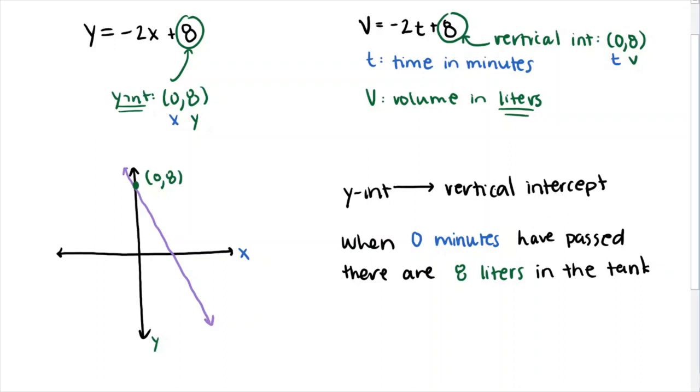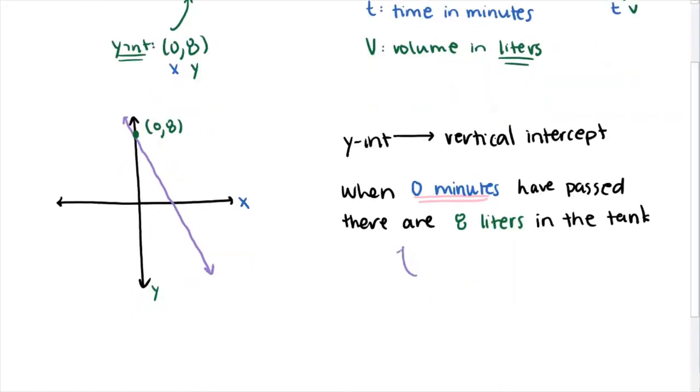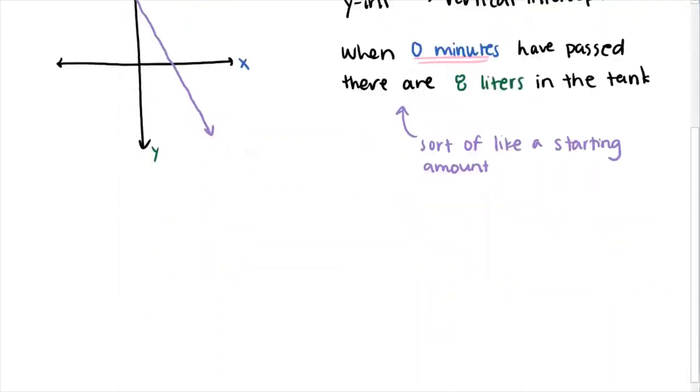Right, so here, the fact that 0 time has passed and we have 8 liters, this vertical intercept is giving us some notion of a starting amount. A starting amount is what this vertical intercept is telling us. When no time has passed, we know that there are 8 liters in the tank. We started with 8 liters in the tank before this leak, before we started measuring this leak occurring.